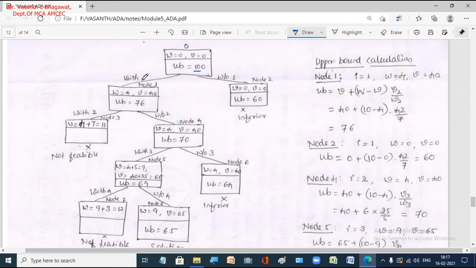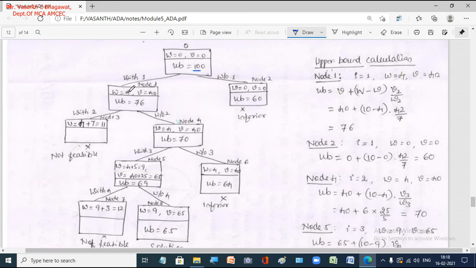If you select the first item, what is the weight of the first item? Weight of first item from the table you can check. Weight of first item is 4 kg and profit is 40. So I is equal to what now? I is equal to 1. That means you are selecting the first item, so I is 1. Weight of the first item is 4 kg and the profit V is equal to 40.